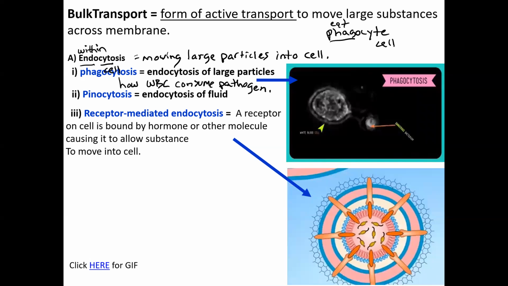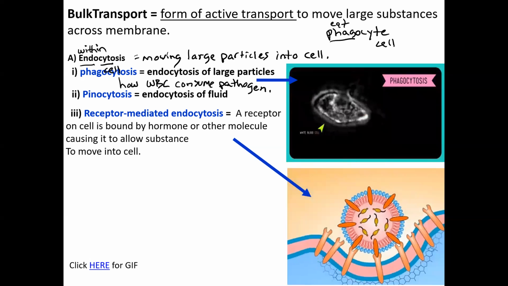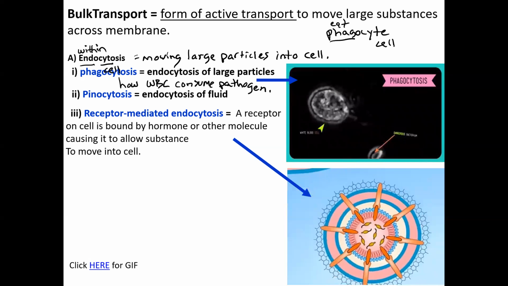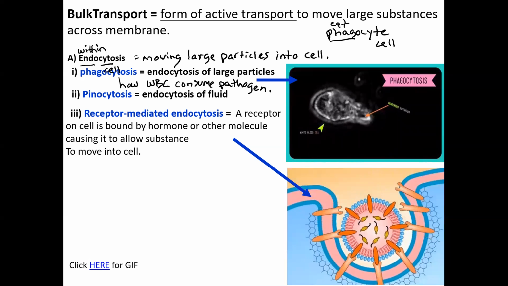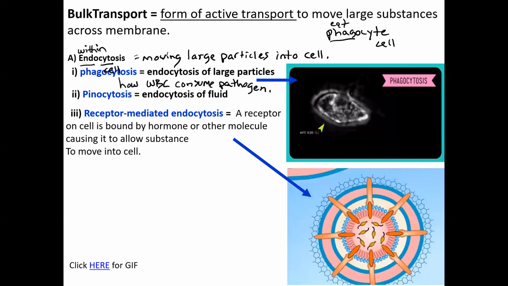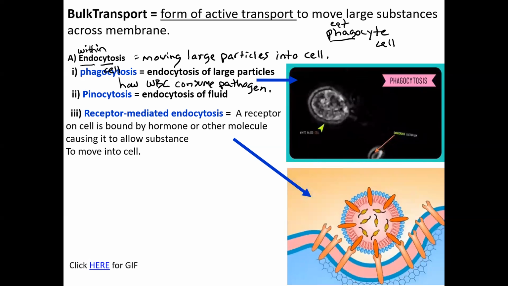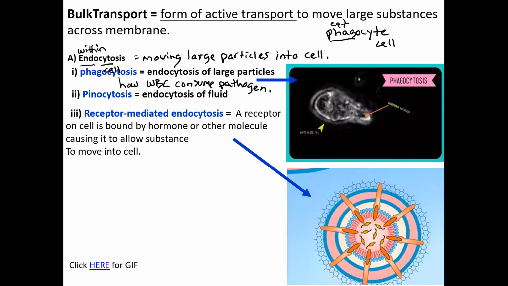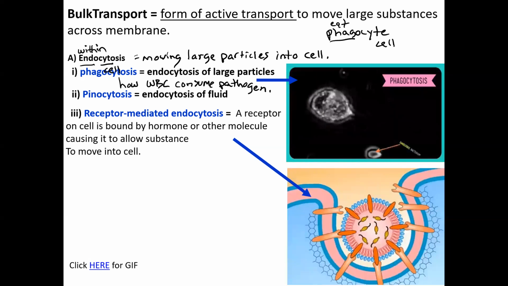Receptor-mediated endocytosis, I've got it written down. There's a receptor on the cell, and the cell is usually bound by a hormone or other molecule, causing the substance to enter the cell. Can you give me an example that we covered in chapter 1? And I even mentioned it again in lecture today, where a hormone binds to a cell membrane and it causes the receptor to open up and allow a relatively large particle. So I'm not talking about ions here.